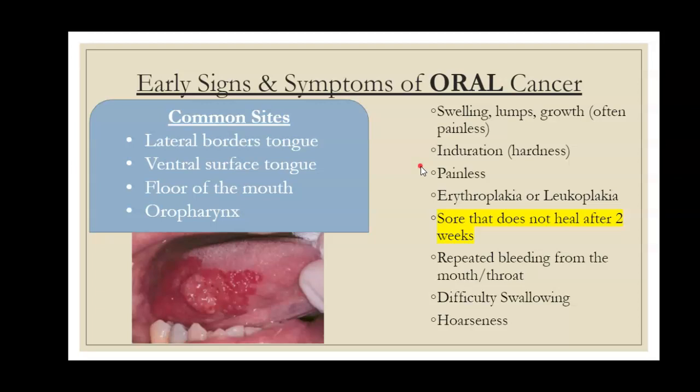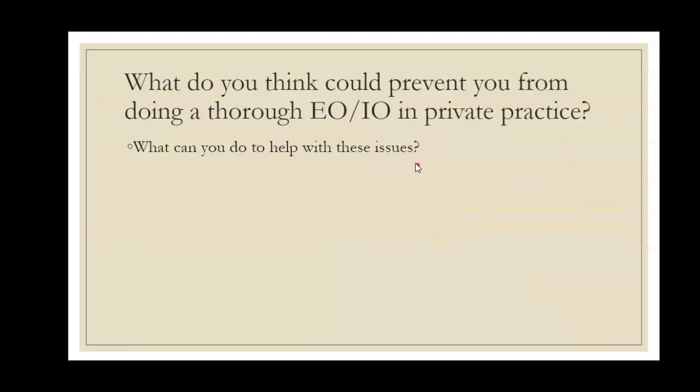Common sites to find oral cancer are the lateral borders of the tongue, the ventral surface of the tongue, the floor of the mouth, and then way back in the throat, the oropharynx.